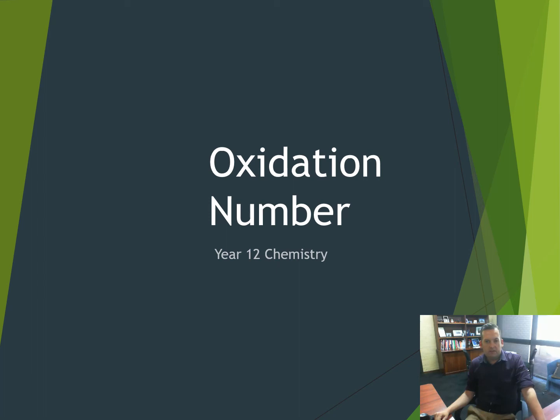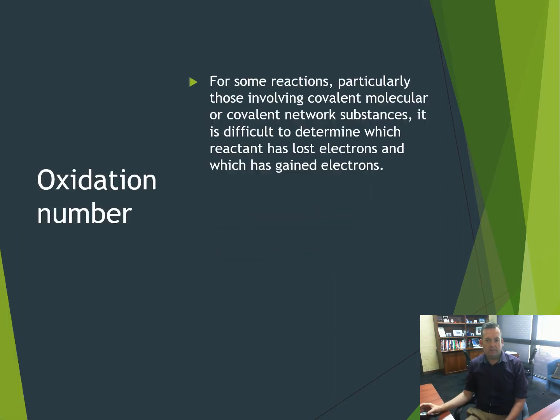In today's presentation, we're going to look at something called oxidation number. It's a very useful concept that we can use to really quickly find out if something has been oxidized or reduced. So it's not always apparent by simply looking at the change these substances have undergone. So basically, it works like this.